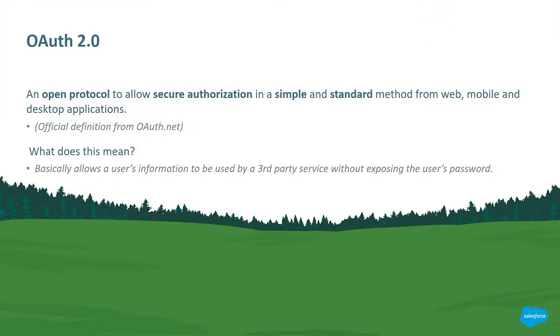So OAuth, the current version is 2.0, and it's basically an open protocol. That means different folks have gotten together and they have basically put in place these protocols which different systems can use and implement, and it's basically allowing you to securely authorize yourself based on a simple and standard format. In other words, what OAuth is that you or me can allow a third-party application or a service to access your data without the need for you to expose your password to that system or to that application. So that's what OAuth is all about.